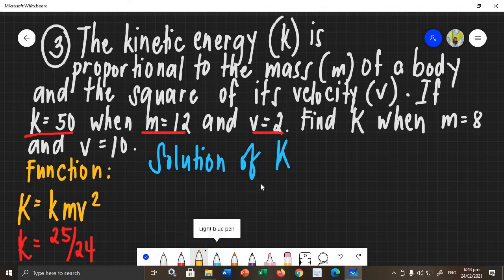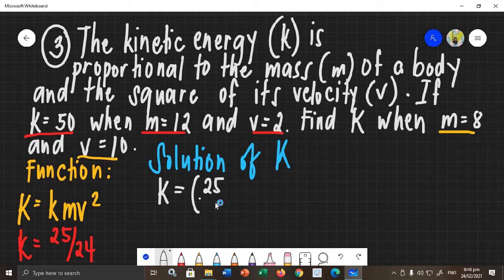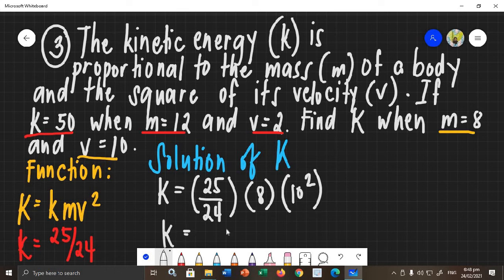So, para ma-solve natin yung kinetic energy, or which is yung capital na K, we need to use the second given for the mass and the velocity. Okay, which is yung in-underline ko ng yellow. So, again, using the function, we are looking for the capital K, or the value of the kinetic energy, is equal to small k, which is yung constant natin, is 25 over 24. And then, yung mass natin is equal to 8, yung second given na. And then, yung velocity natin is equal to 10, which is naka-squared. Okay?